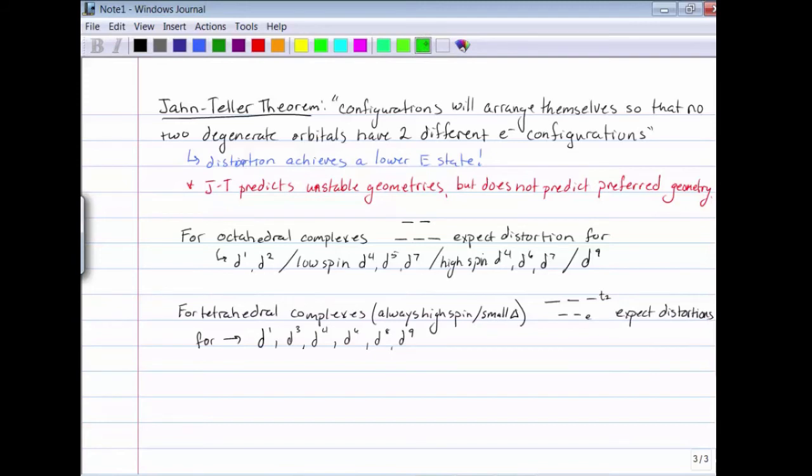So Jahn-Teller is predicting what things are not necessarily stable in these geometries. Some of the distortions are more common than others. d9 is one of these really, really common distortions. So that's the example that I gave you above. d9 is almost always a distorted octahedron. It almost never exists as an octahedron. This d9 is your classic example of a Jahn-Teller distortion, and it happens quite frequently.